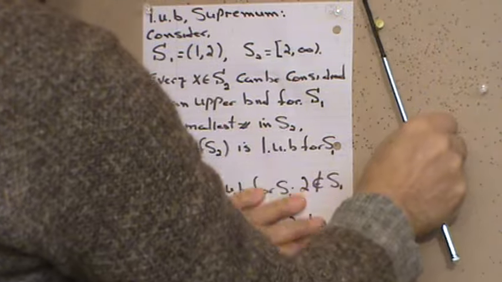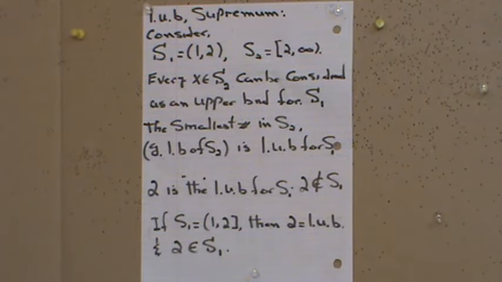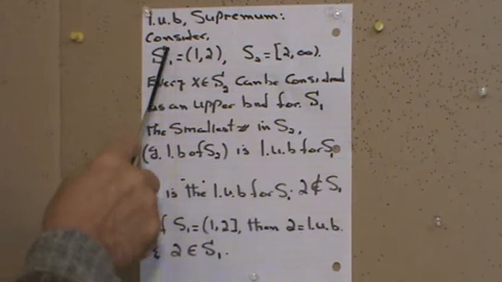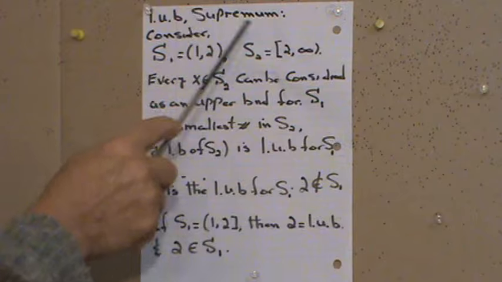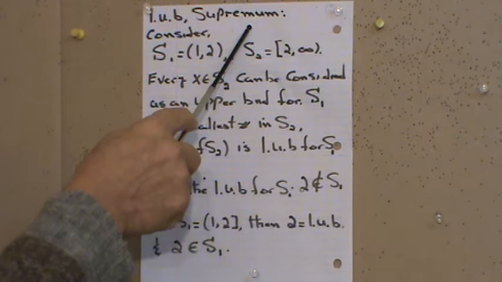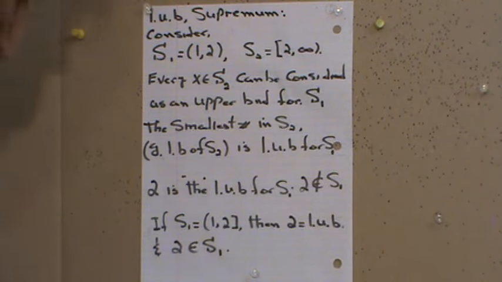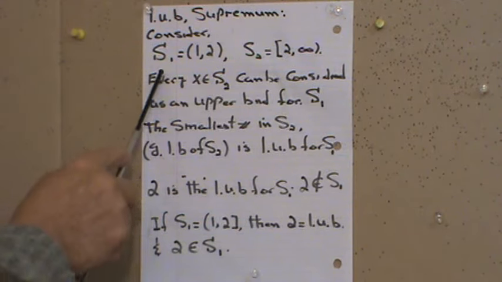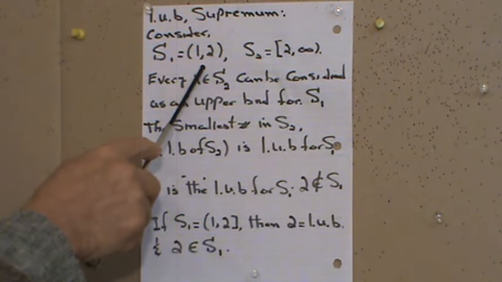Let me see if it is zoomed. Looks good. Okay. Now, let's see the least upper bound that I mentioned a few seconds back. Another name for that is supremum. Now, here, let me see if I need to cover. Not really. Now, we have two sets, S1 and S2.